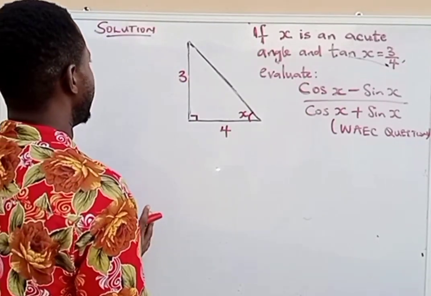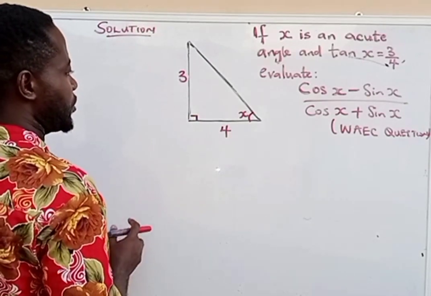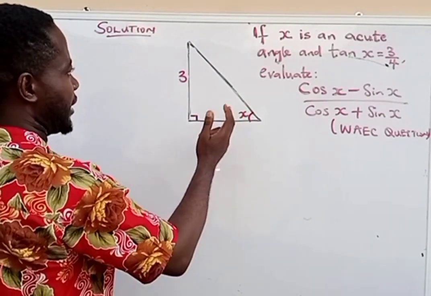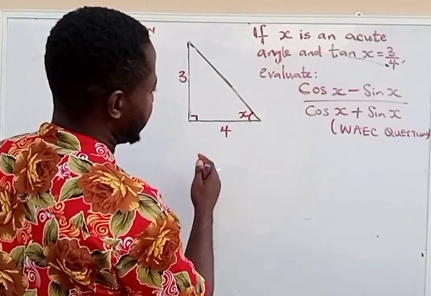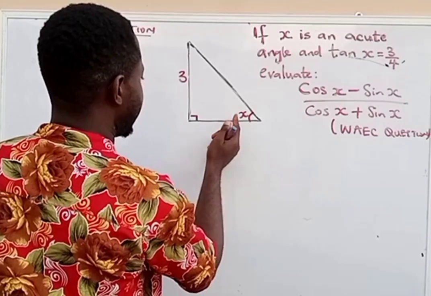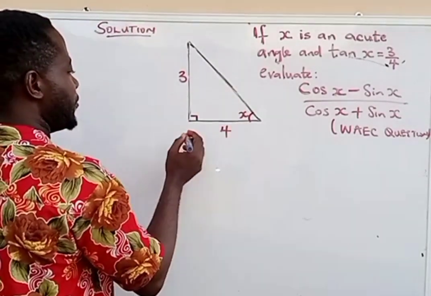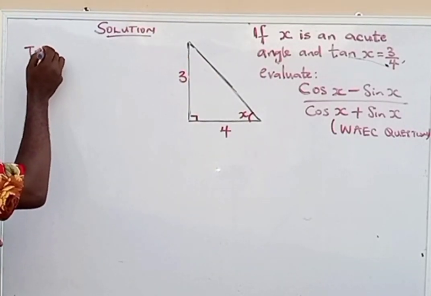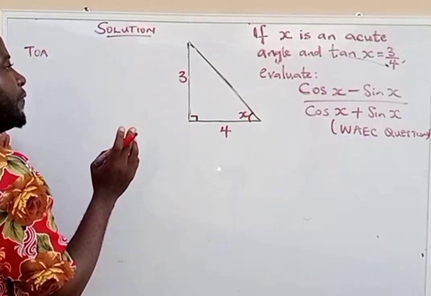Now, the first thing to do is to draw a right-angled triangle. So we are going to show our angle x, which is an acute angle, an angle that is less than 90 degrees. So we have it here, angle x. Now, we are making use of the value given, tan x equals 3 over 4.